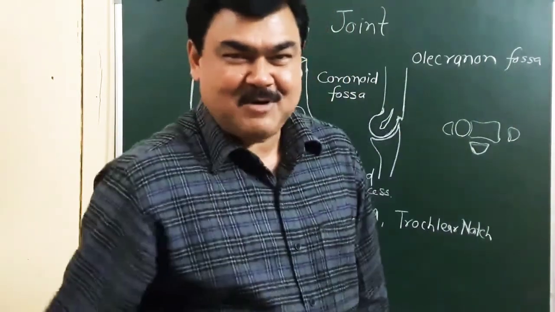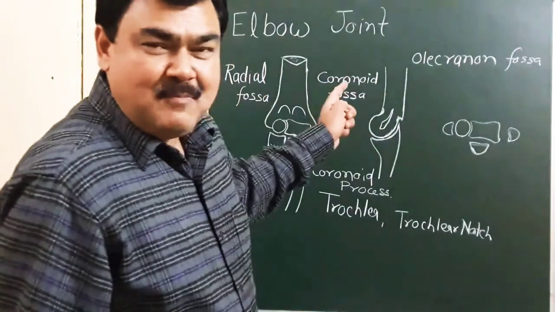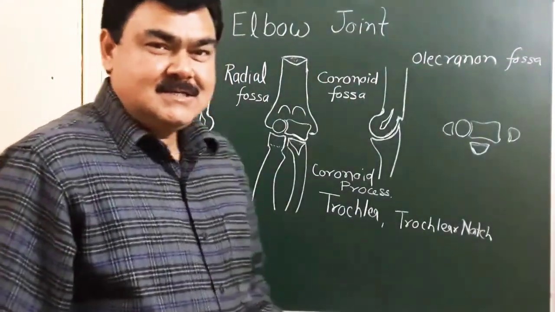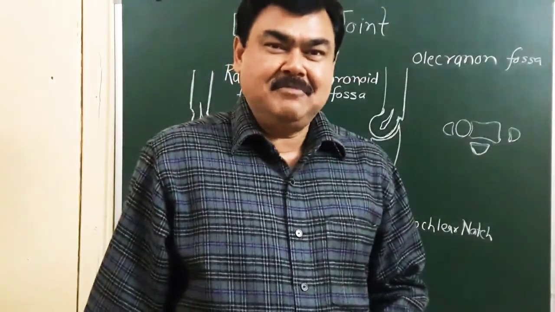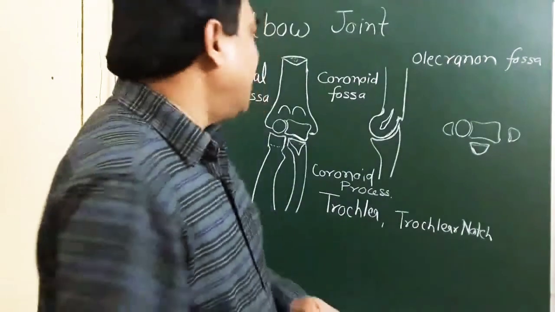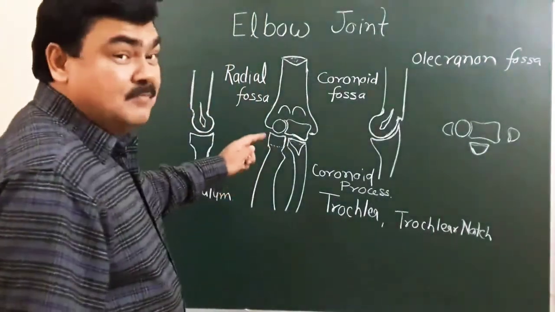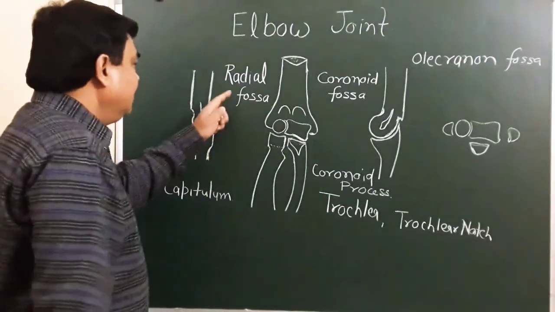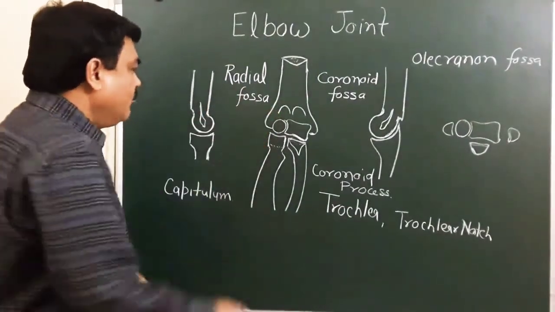Now I'll discuss the anatomy of the elbow joint. The type of elbow joint is synovial, and its variety is hinge. Articular surfaces are here. Before discussing the articular surfaces, you can see here is the radial fossa.